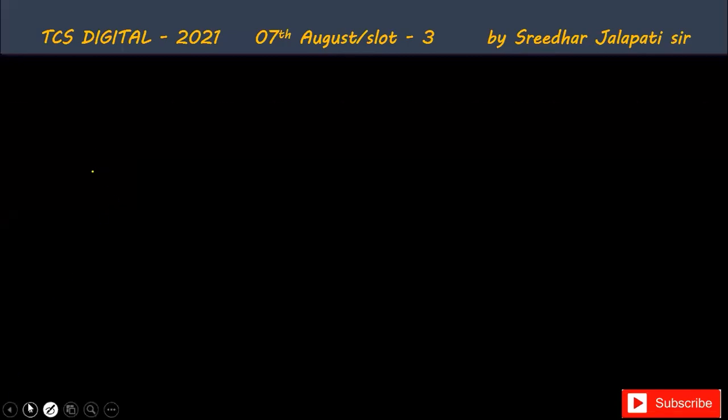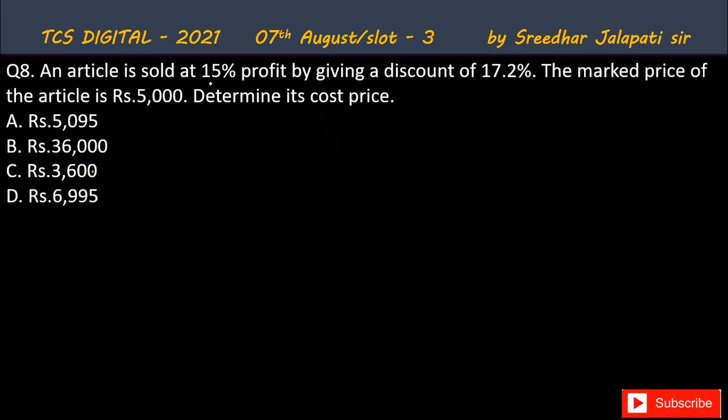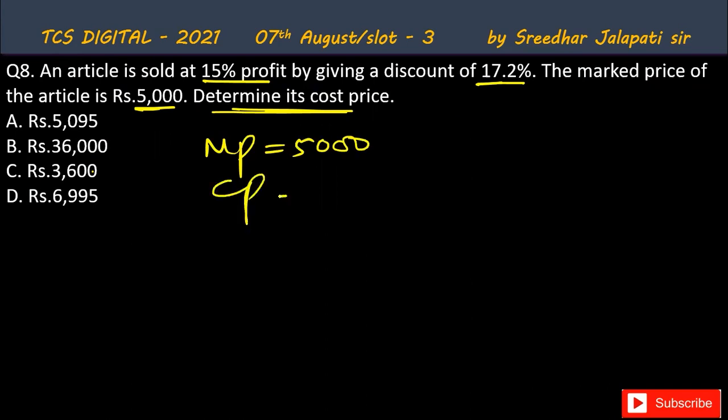Here is the solution for question number 8. An article is sold at 15% profit after giving a discount of 17.2%. If the market price of the article is 5,000, then what is the cost price of the article? We are given the market price as 5,000 and we are asked to find the cost price. First of all, I don't know whether these options are correct or not, whether these are the correct options given in the exam, because all these questions which I have gathered are based on memory from the test takers.